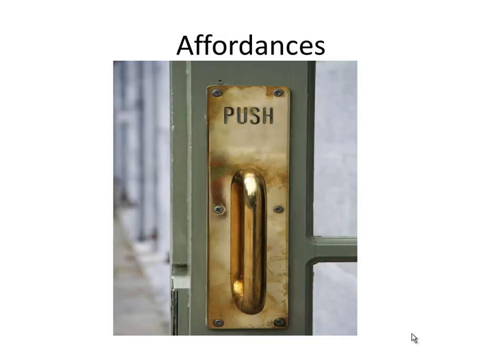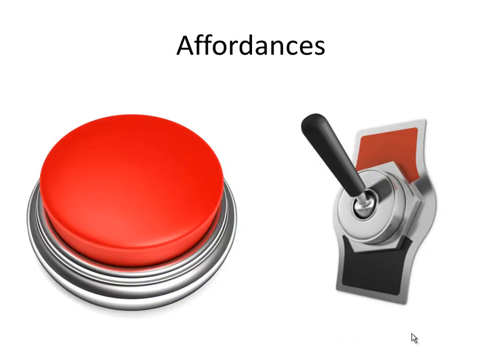This is a picture of a door handle, and the fact that it has a handle rather than a plate would lead most people to think that they should pull this door rather than push it. So the designer has solved that problem by putting the word push on it. The part of the design that gives us subconscious hints on how to use devices is called affordances. Affordances tell us how to use things, and some of them are fairly obvious. Buttons can be pushed and switches can be switched.